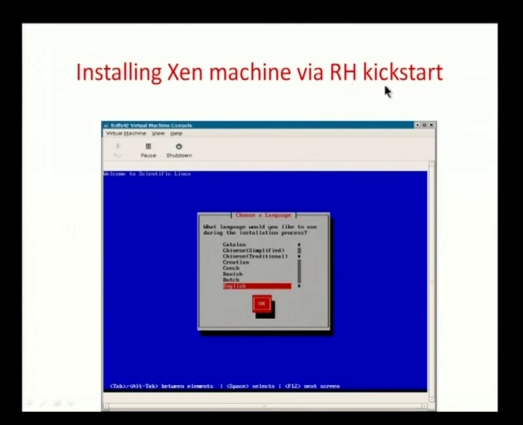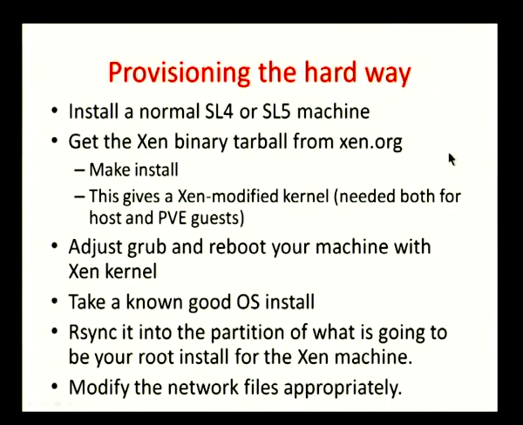So, by using the Red Hat Kickstart, it is easier to create the virtual machine, and you have to select the languages, follow the procedures given in the actual manual. You can easily install the virtual machine, and the procedure is briefly given. You can install the normal Scientific Linux version 4 or 5 in your machine, then get the Zen binary tarball from zen.org, then you make install. This gives a Zen modified kernel, and adjust the grub and reboot your machine with Zen kernel. That grub is the boot loader.